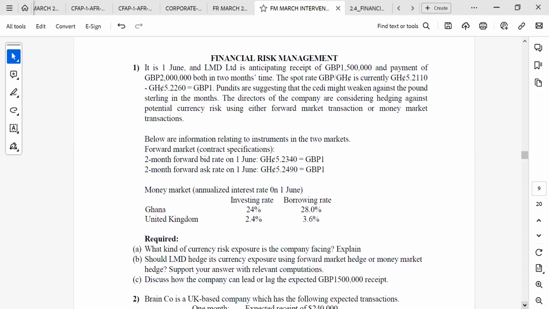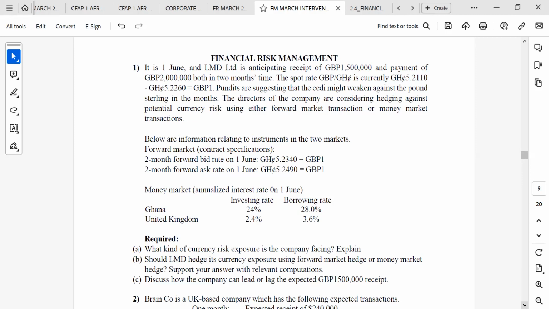Money market annualized interest rate on 1st June. Investing rate and borrowing rate. Ghana: 24% investing rate and then 28% borrowing rate. United Kingdom: 2.4% investing rate, 3.6% borrowing rate.